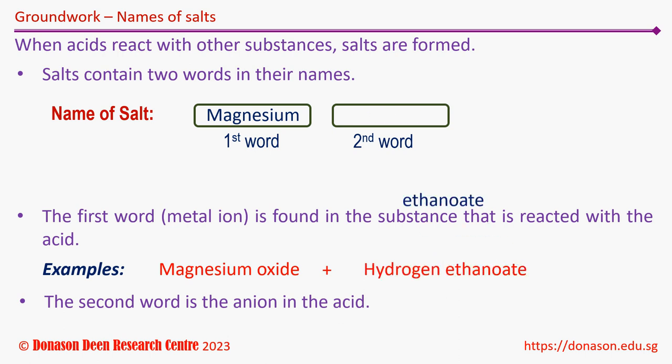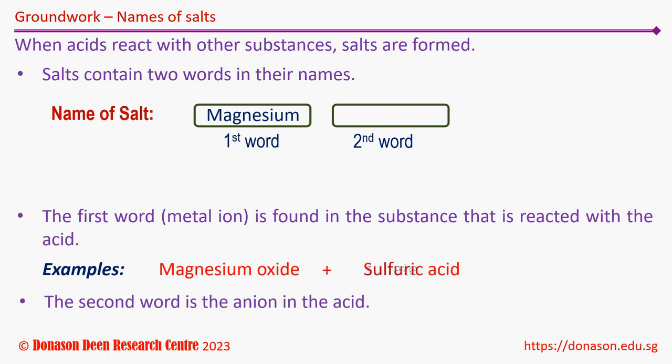How about if I use hydrogen ethanoate? The salt formed would be magnesium ethanoate. If I change it to hydrogen bromide, the name of the salt formed would be magnesium bromide. So of course the second word in the name of the salt is derived from the acid used. But if it is given using traditional names like hydrochloric acid, the name of the anion found in hydrochloric acid is of course chloride. Therefore, the name of the salt would be magnesium chloride.